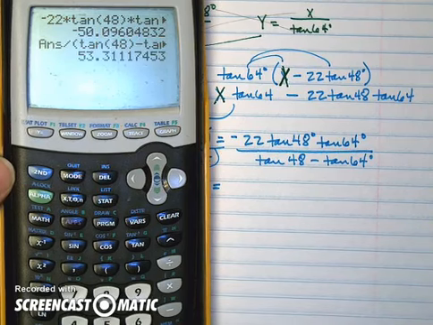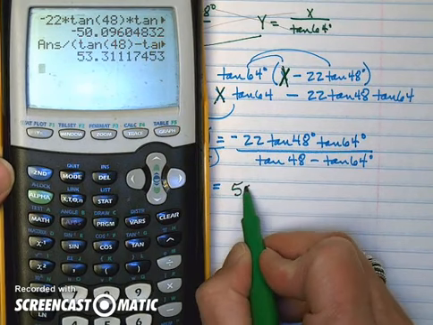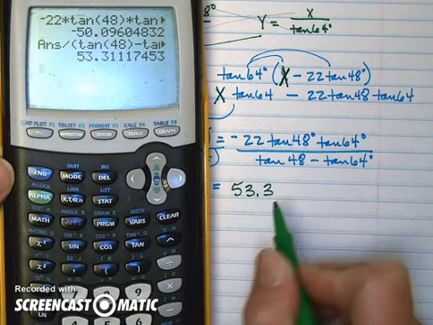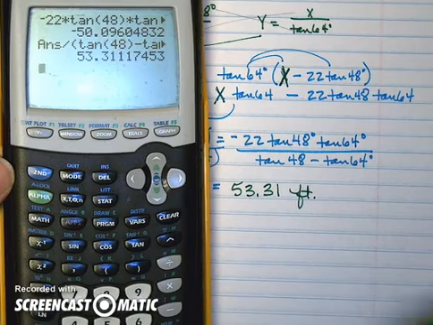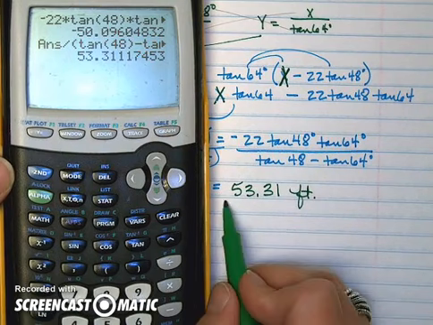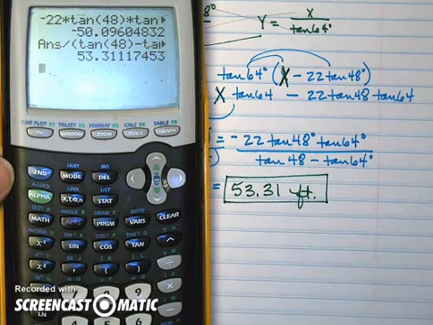Answer is 53.31, and I believe we're in feet, are we not? Yes, this problem has feet. So that building is a 53-foot building.